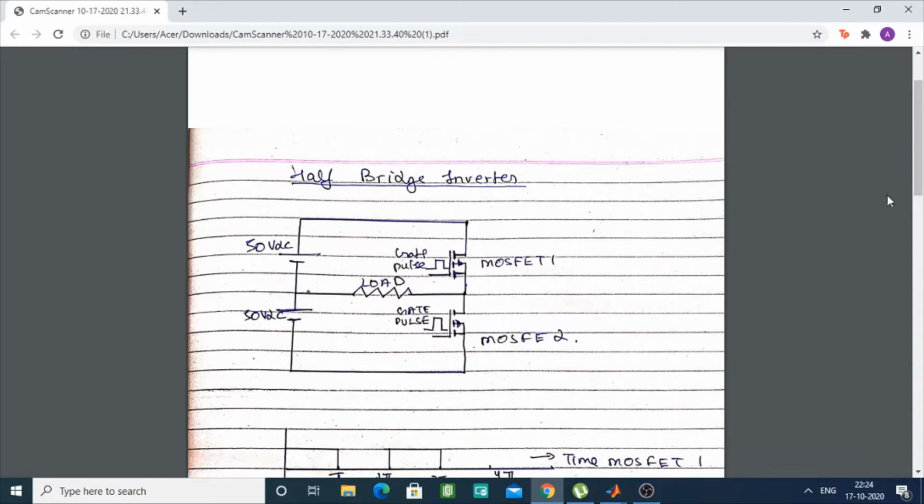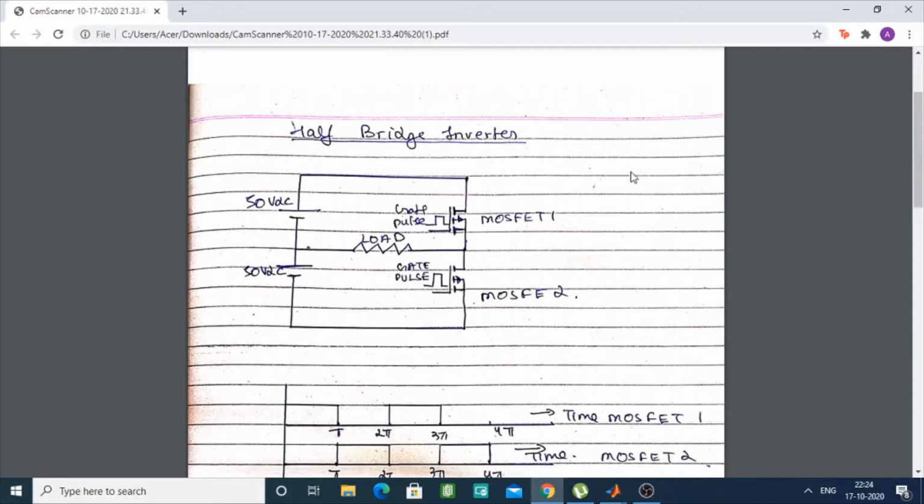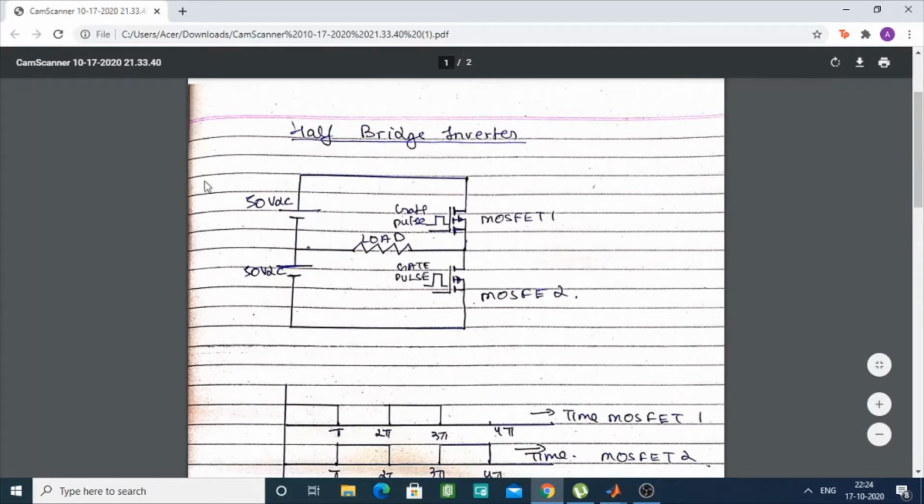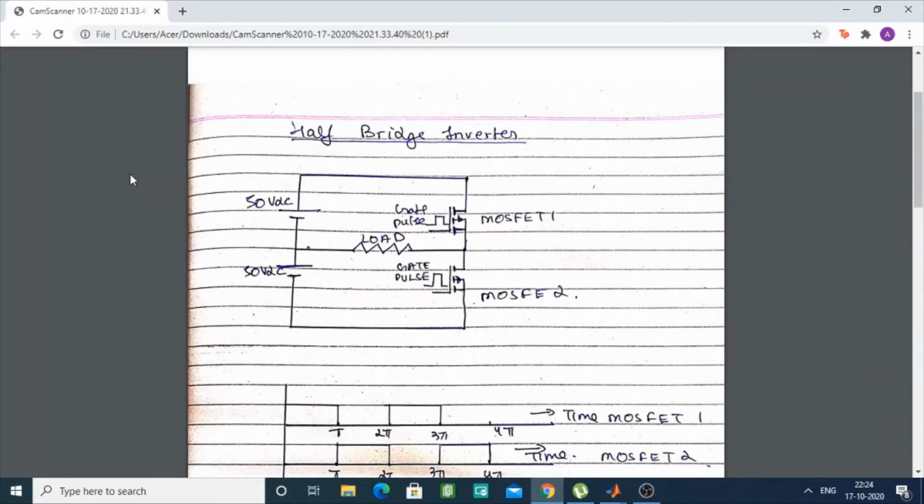Now, as you can see in front of yourselves, this is a circuit. This type of inverter requires two power electronic switches. In this case, we have used MOSFET. We can also use IGBT for the switching purpose. The circuit diagram is given over here, as you can see. As shown in this circuit diagram, input DC voltage is taken to be 100 volt. This source is divided into two equal parts of 50 volt DC and 50 volt DC, as you can see.